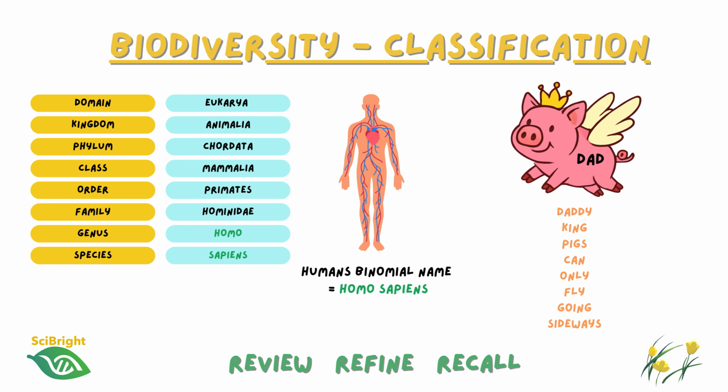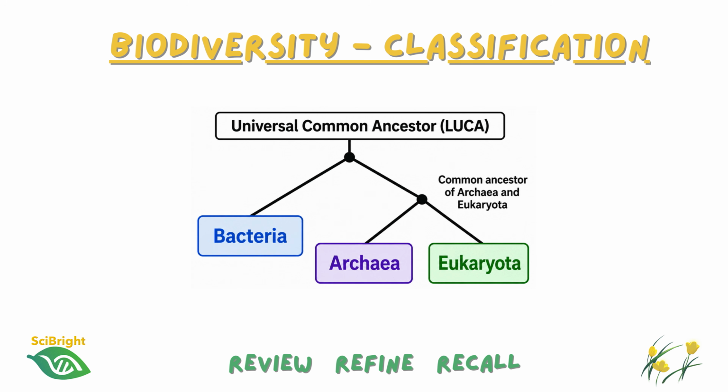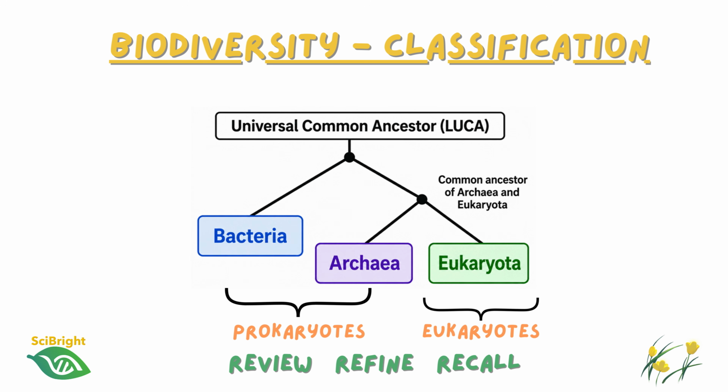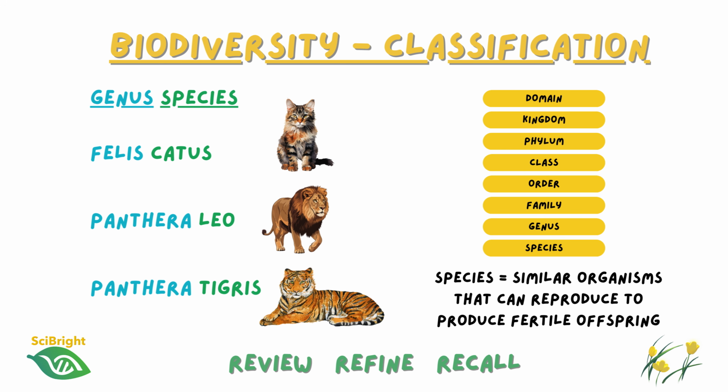A useful mnemonic you've probably come across is Daddy King Pigs can only fly going sideways, although you're welcome to make up your own. There are three domains: archaea, bacteria, and eukarya. Organisms in the domains archaea and bacteria are prokaryotes, while the domain eukarya contains all eukaryotic organisms, including animals, plants, fungi, and protists. At the other end of the classification system are the genus and species, which hopefully you recall determine a species' binomial name.